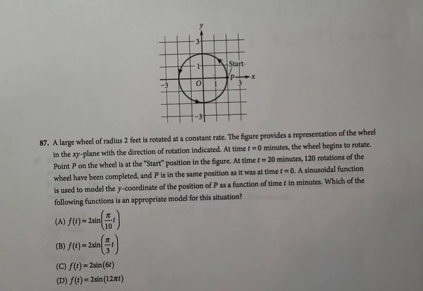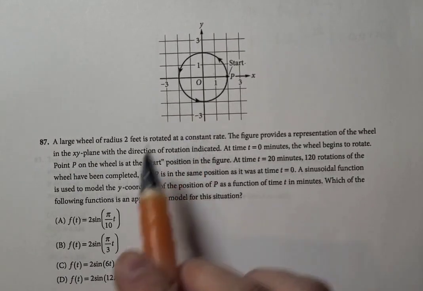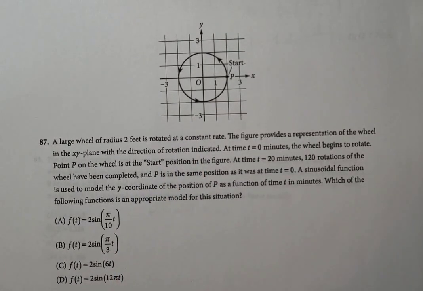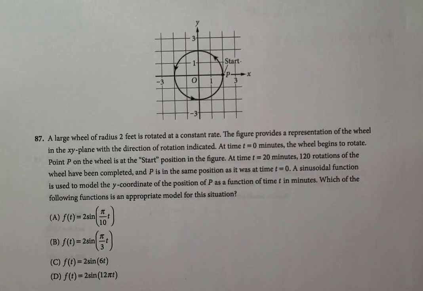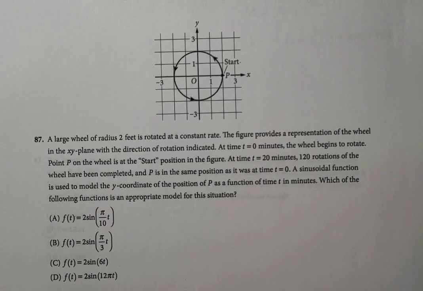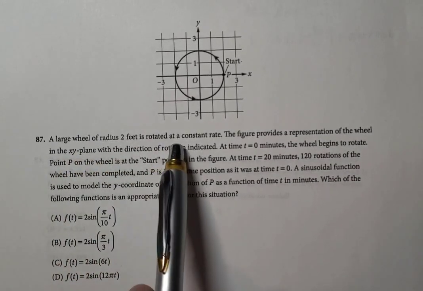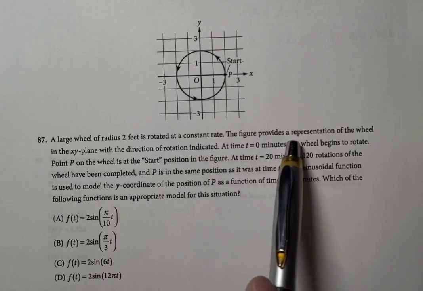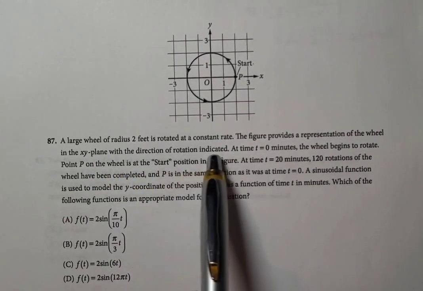And then the last one. Large wheel of radius 2 is rotated at a constant rate. This looks like a lot of words. Maybe we just have to pick out what's important. This is always the tough part for most students. They get intimidated by all these words, but a lot of it is actually not needed. Large wheel of radius 2 feet is rotated at a constant rate. The figure provides a representation of the wheel in the xy plane with the direction of rotation indicated.